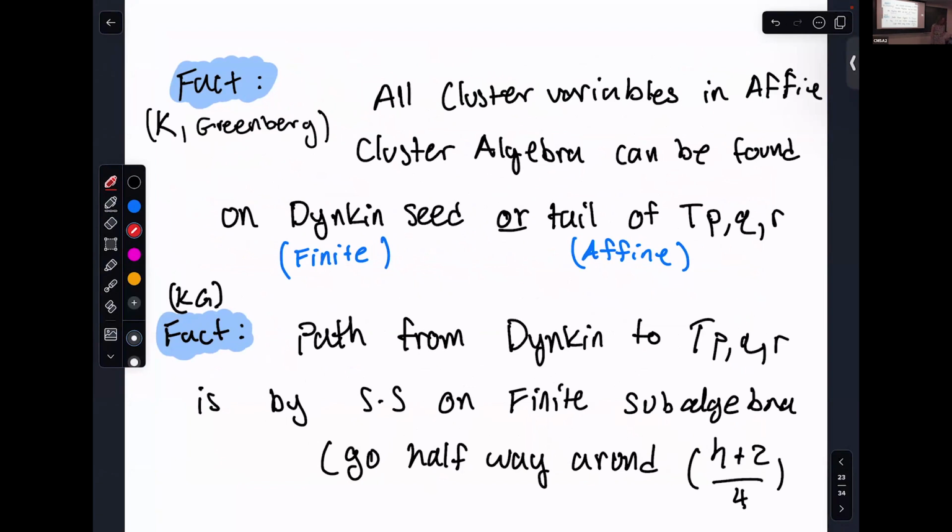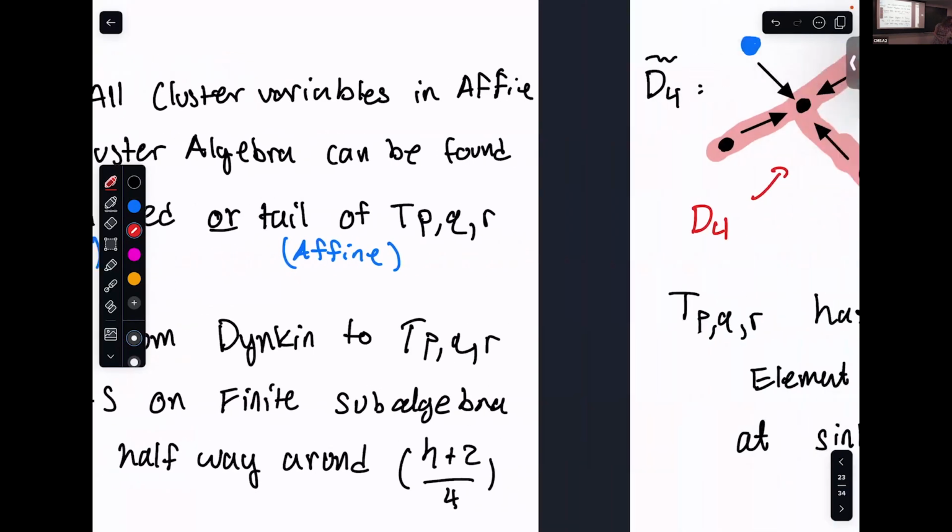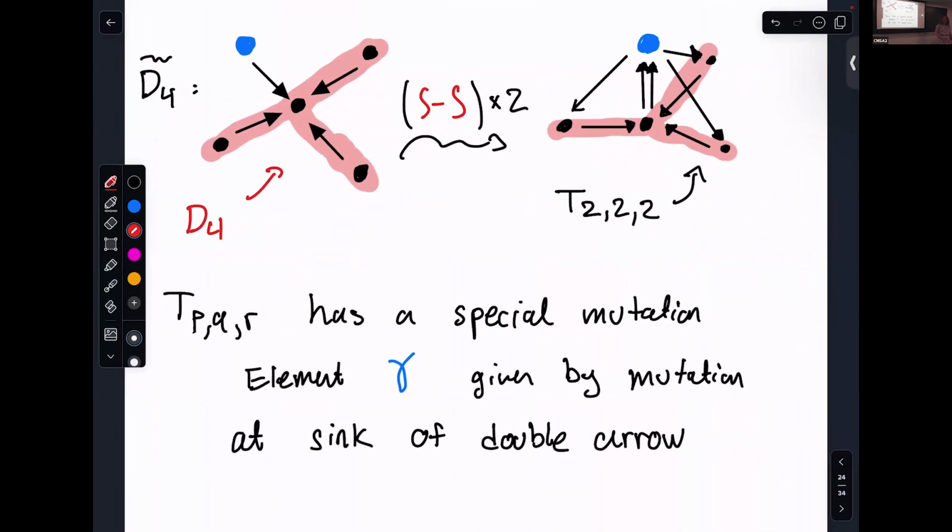Another fun fact is that there's a very convenient path that connects the Dynkin seed to the TPQR. Basically you just do the sources and sinks mutation path on a finite subalgebra and you go halfway around. So what do I mean by that? Here's an example. If I take my D4 on the left, there's the one that looks like the affine Dynkin diagram. I highlight out a finite type D4, keeping track of that blue node as the extending node.